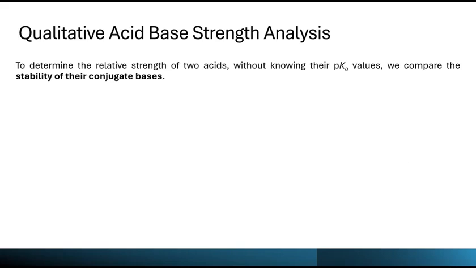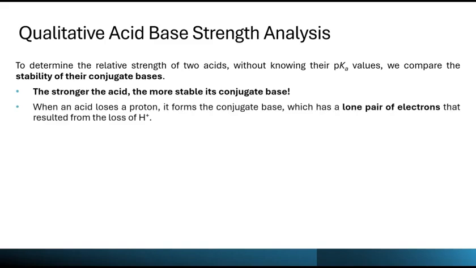Qualitative acid-base strength analysis. To determine the relative strength of two acids without knowing their pKa values, we will compare the stability of their conjugate bases. The stronger the acid, the more stable its conjugate base. When an acid loses H+, it forms a conjugate base, which has a lone pair of electrons that resulted from the loss of H+.